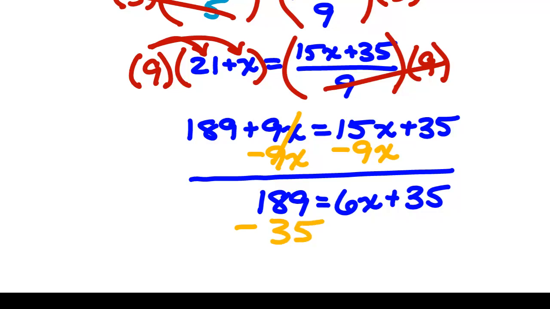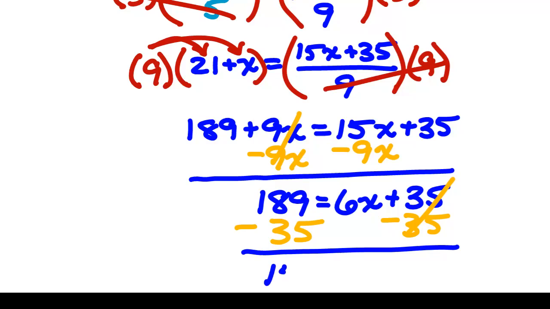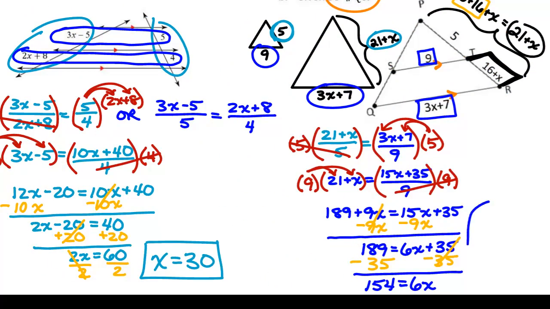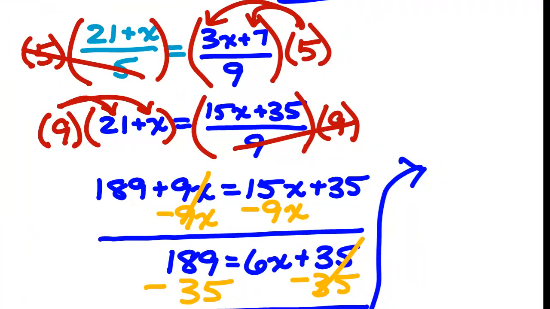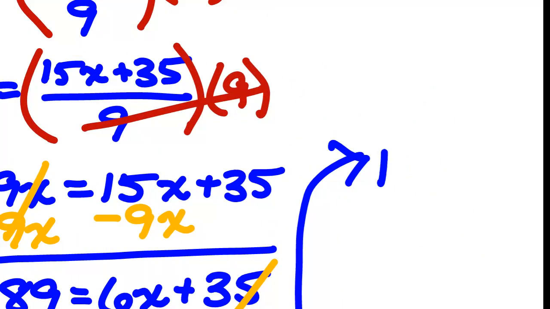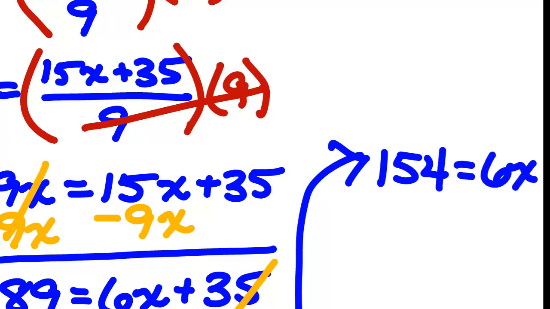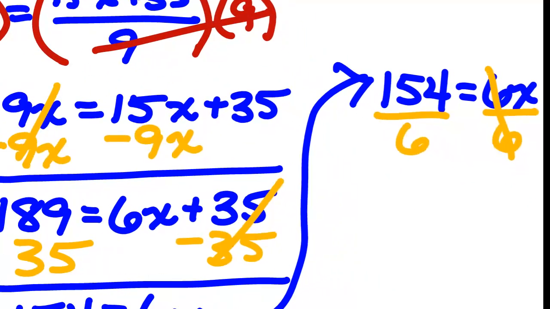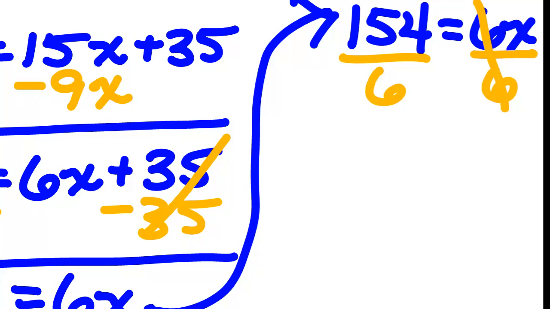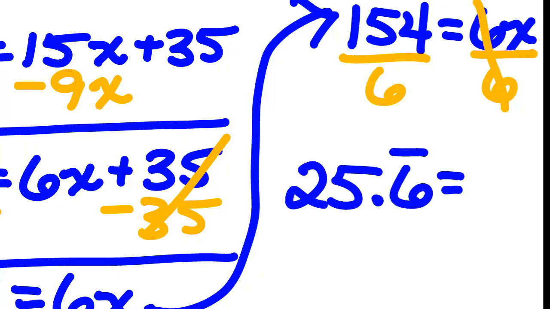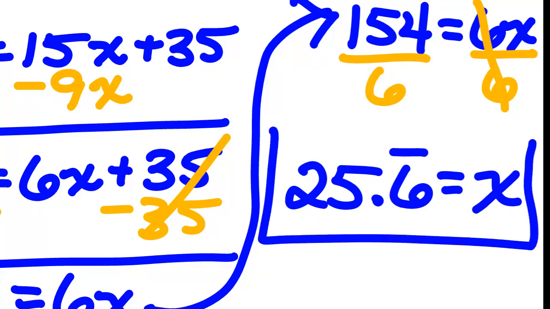Subtract 35 from both sides. That gives me 154 equals 6x, and I ran out of room. Then I divide both sides by 6, and this does not come out very pretty. What is 154 divided by 6? 25.6 repeating is what my x value is there.